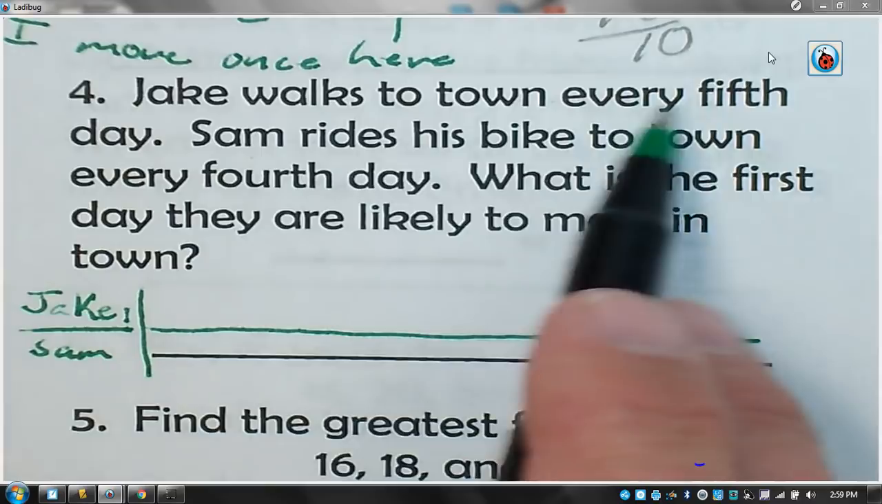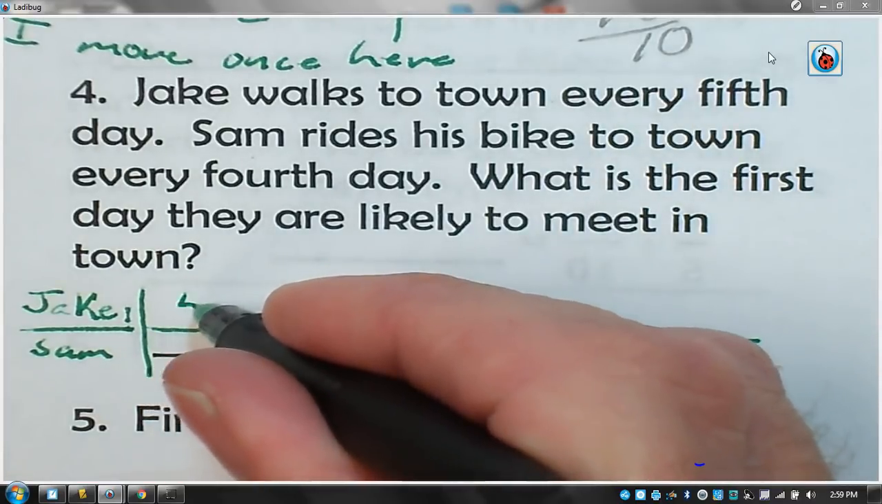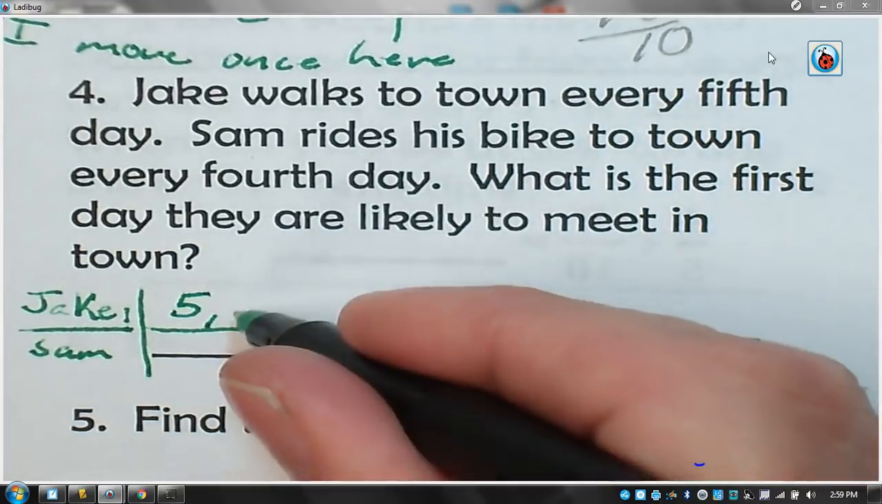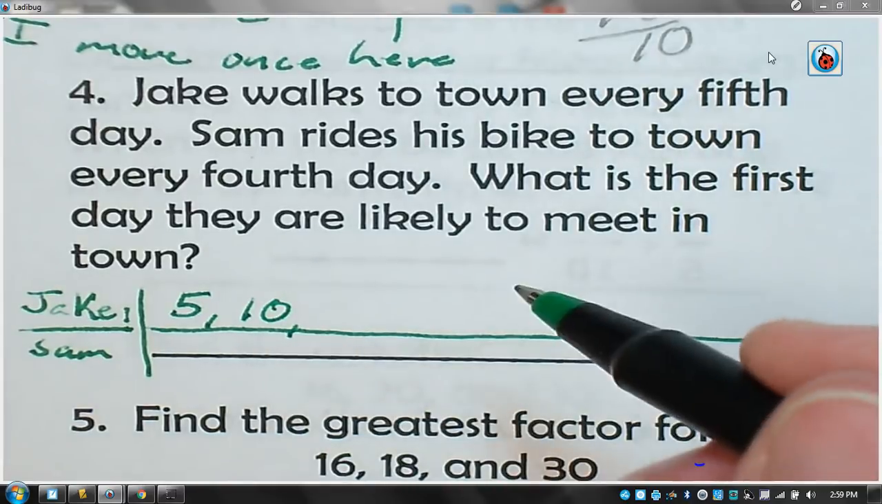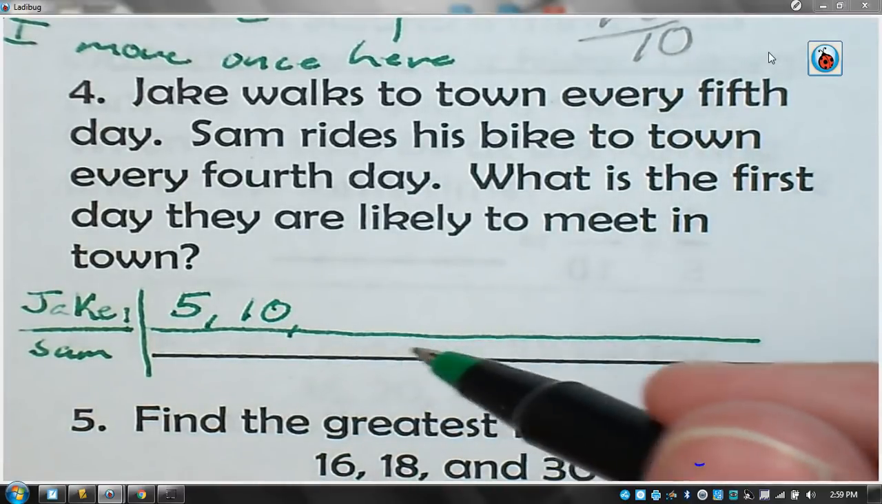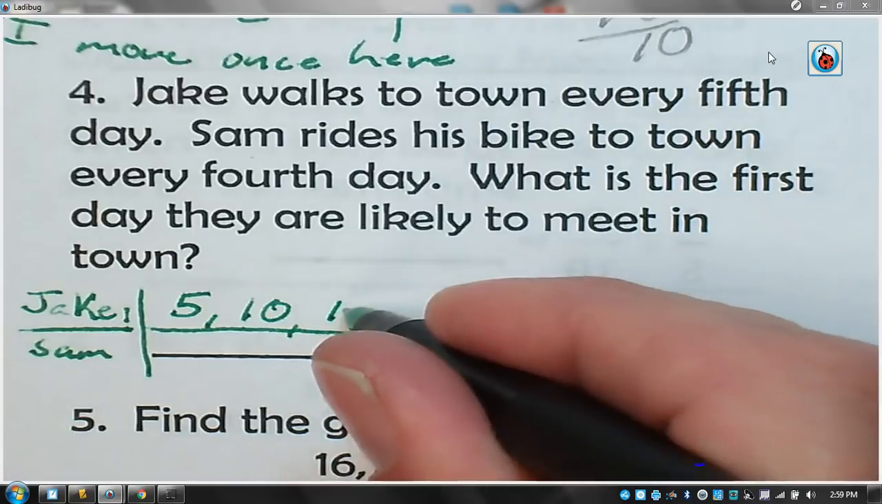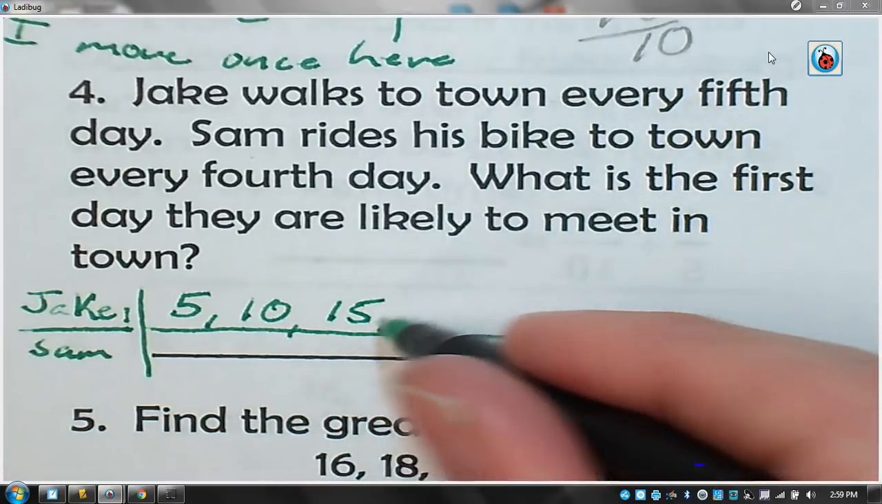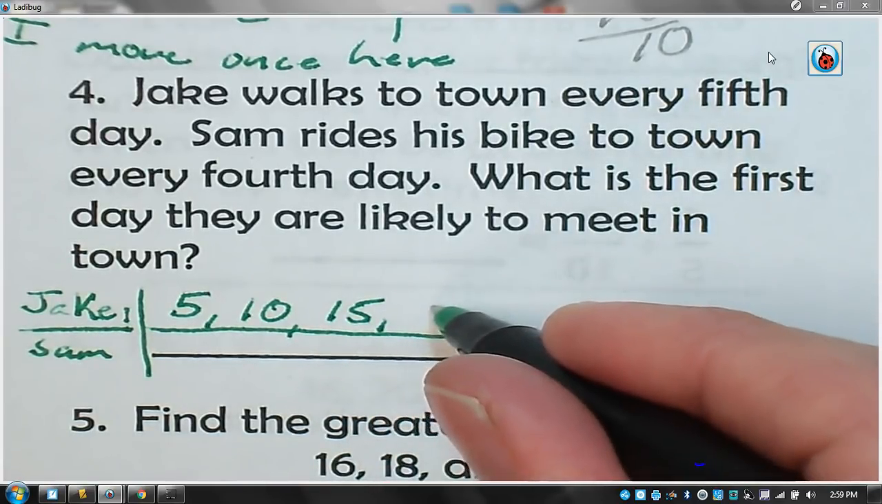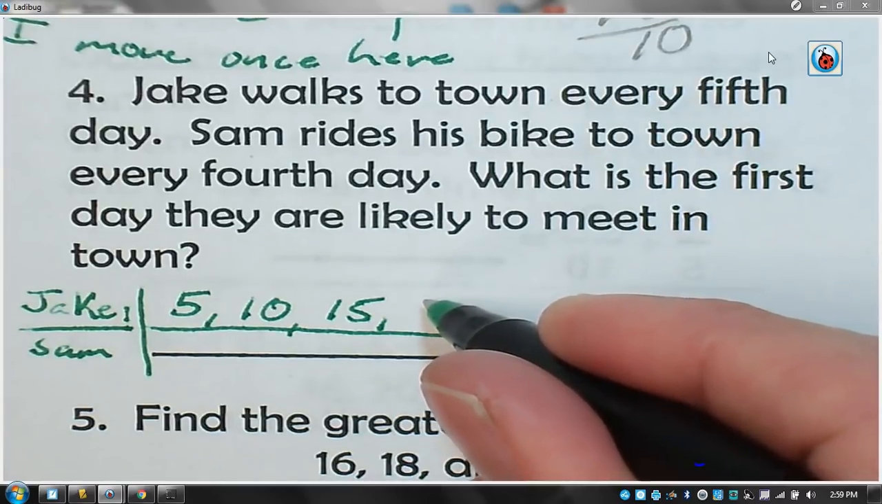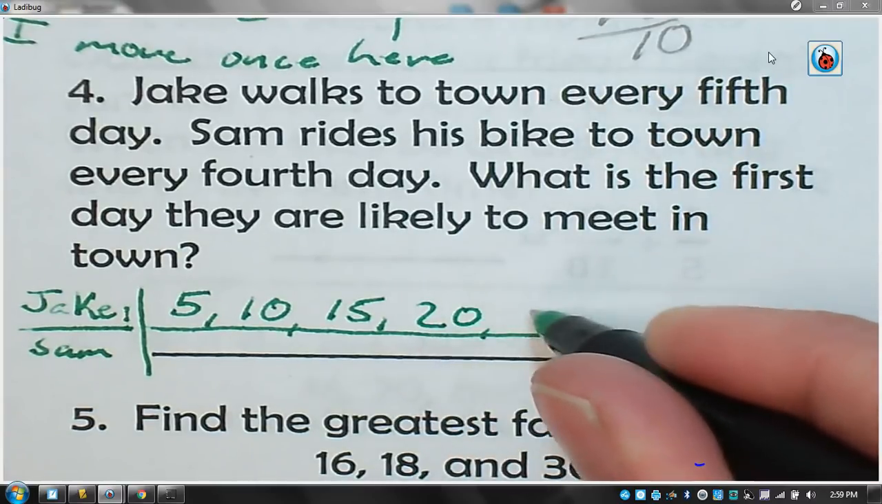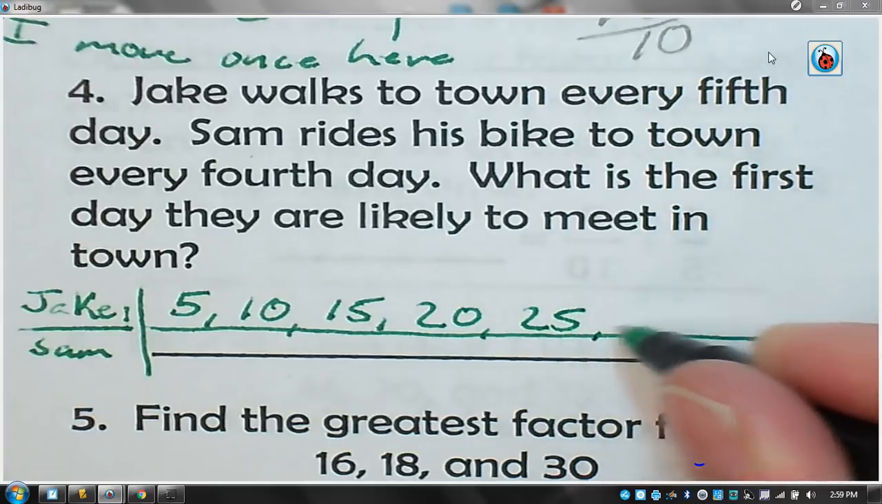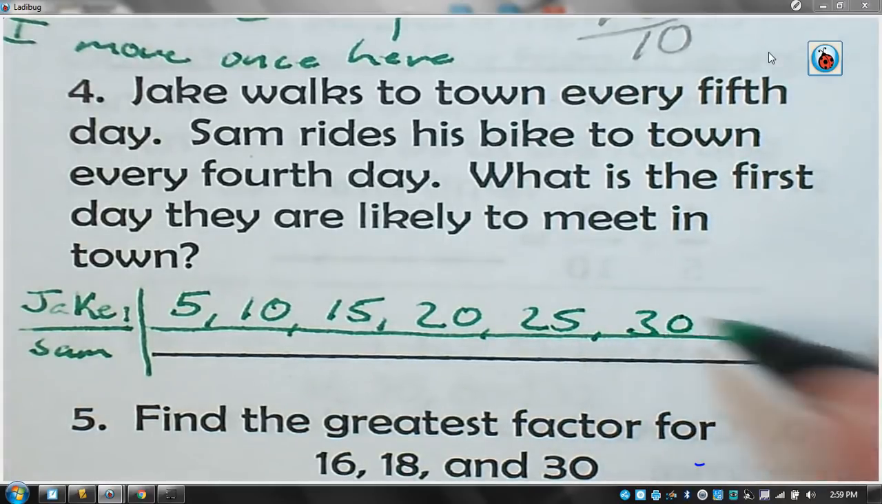So Jake does the 5th day. So he's going to go to town the 5th day. He's going to go to town the 10th day. And he's not going to go the 11th, 12th, 13th, but the 14th. But he'll go the 15th day. And then what's the next day he'll go? The 20th day. And then the 25th day. And then the 30th day. I know it's a lot.